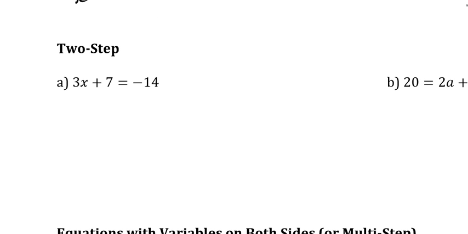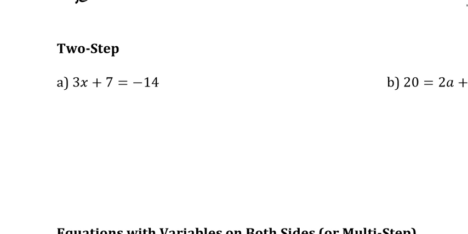Okay, 2-step. So see, we're doing the same thing. I just have to do it twice. I have to know what to do first, the order to do them, that kind of thing, but it's the same idea. I'm trying to get the x all by itself. I've got to get rid of all the junk that's with the x.